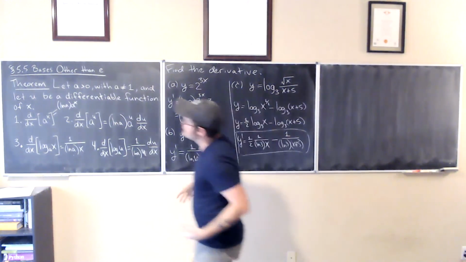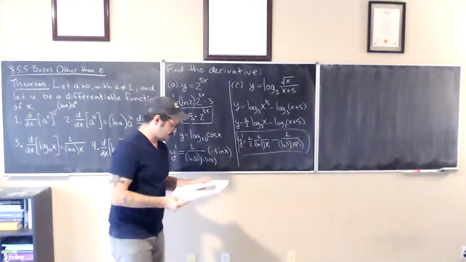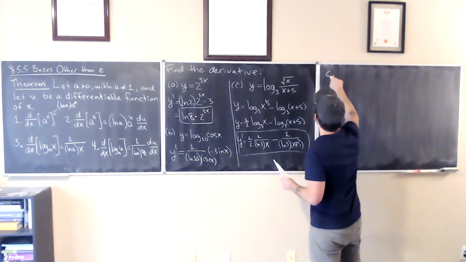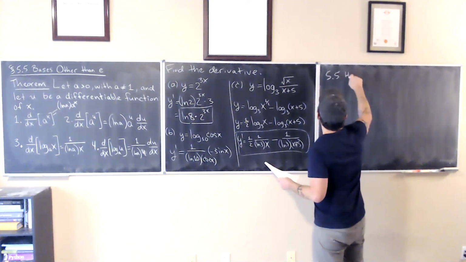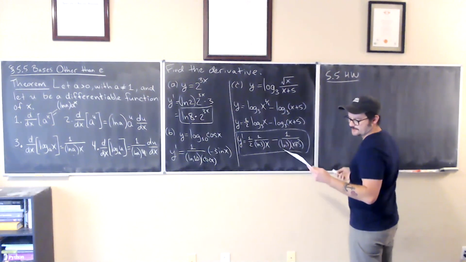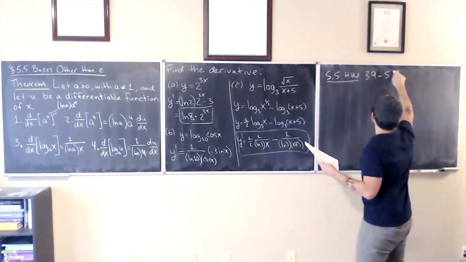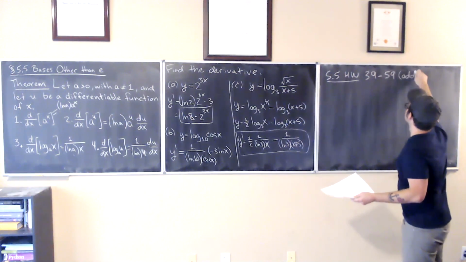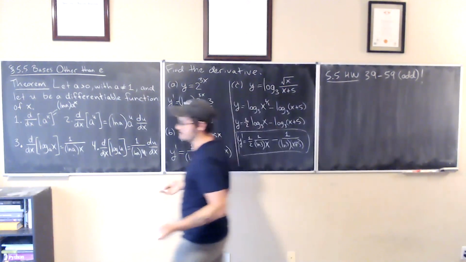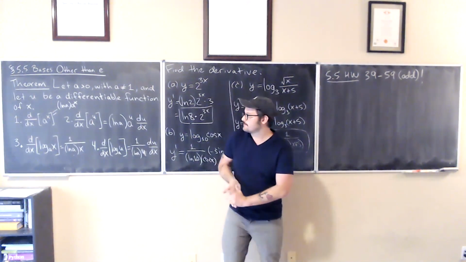Now, you will encounter these sometimes as a data scientist, and because of that, I'm going to assign some suggested problems from this section. So 5.5 homework suggested problems, which you really should do, especially for the next exam: 39 through 59. You don't have to turn them in, but you want to do them for practice before the next exam. That'll be it for this video.